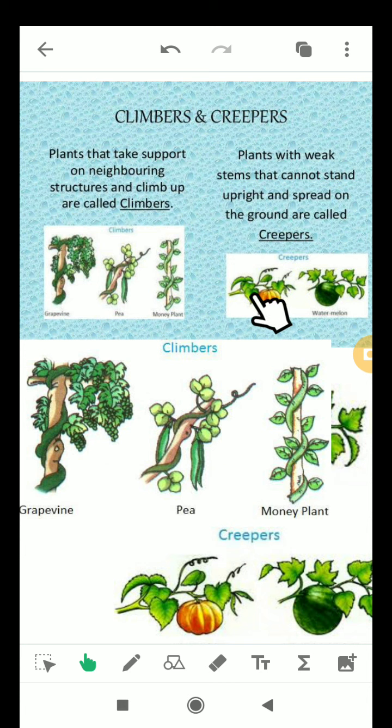Next we have climbers. Plants that cannot stand on their own, and take the support of neighboring structures and climb up, are called climbers. Climbers are plants with weak stems that take the support of walls or other plants to climb. By the name climbers, you came to know that they climb. Examples are peas, grapevine, which take the support of other trees, or the money plant. They are all climbers.